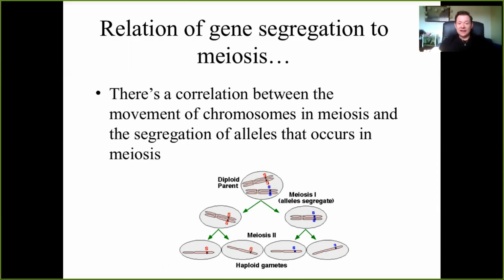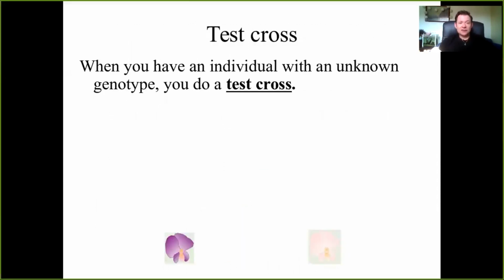Alleles segregate, they separate. So, test crosses. When you have an individual with an unknown genotype, you perform a test cross.